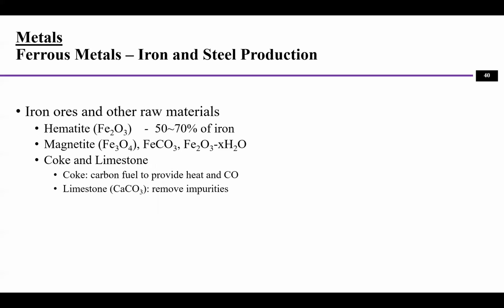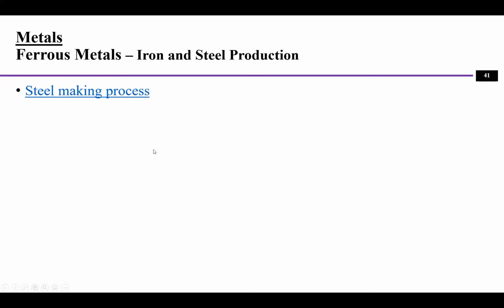And the starting point of the iron and the steel production typically are iron ores or some other raw materials, as you can see here. And during the steel or iron production, typically the charge is the coke and also limestone. And here is a video to show how the steel is actually made. You should watch this video.